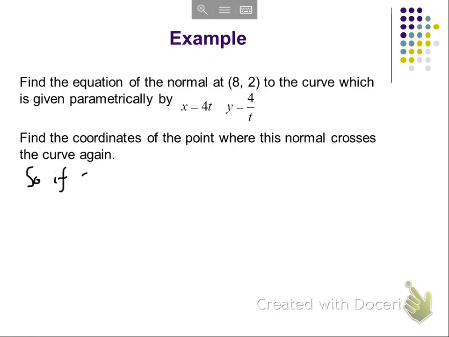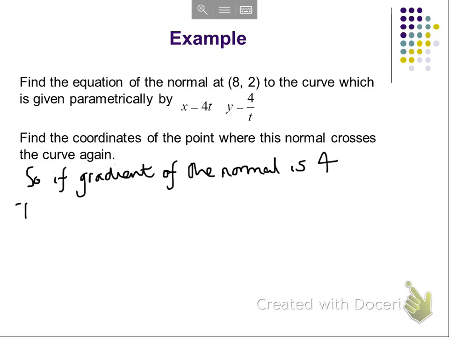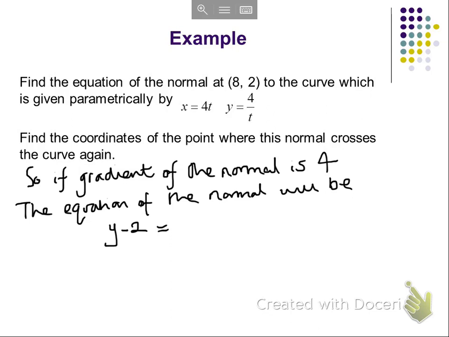So if the gradient of our normal is 4, then the equation of our normal at the point 8, 2 is going to be, so the equation of the normal will be y minus 2 equals 4x minus 8. So y will equal 4x minus 30.